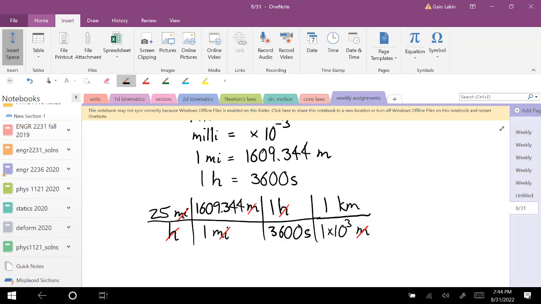And so now our meters are canceled. And then the last thing we have to do is go from seconds to milliseconds. We know 1 millisecond is 1 times 10 to the minus third seconds. So 1 times 10 to the minus third seconds is equal to 1 millisecond. Cancel the seconds. And can someone divide this out for me?